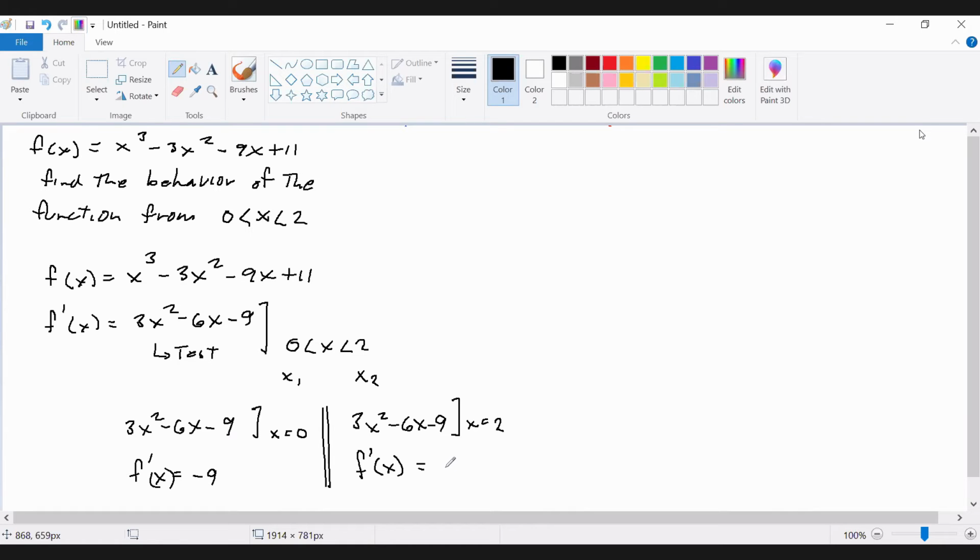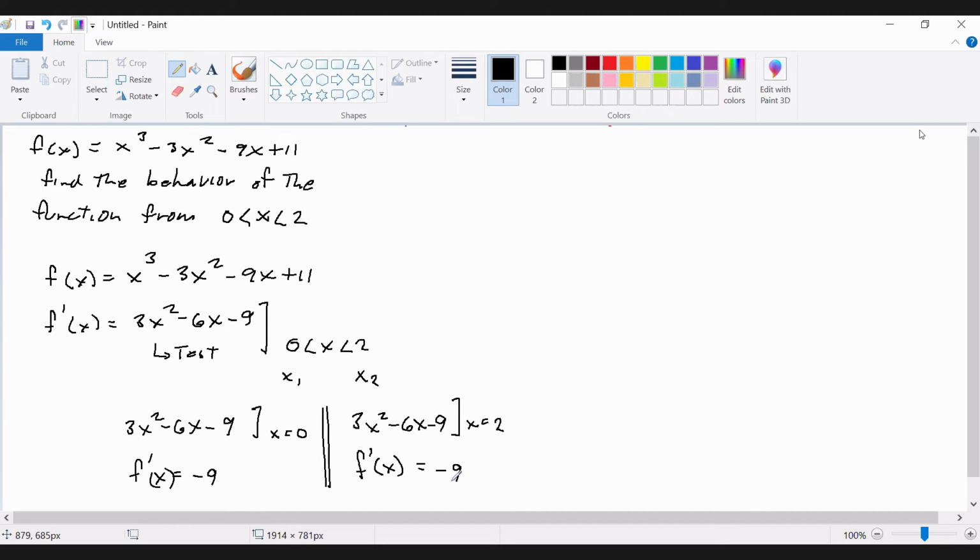What will we get? That is now 4 times, negative 9 as well. Negative 9. When x is 2, then 12 minus 12, 0 minus 9. Why? There's no change. What's happening? There should be a change there. That means they have the same gradient, negative 9 per 1.